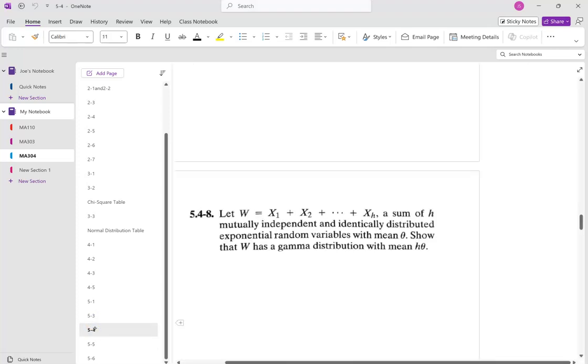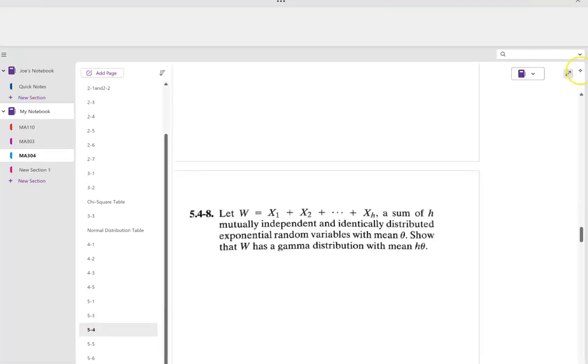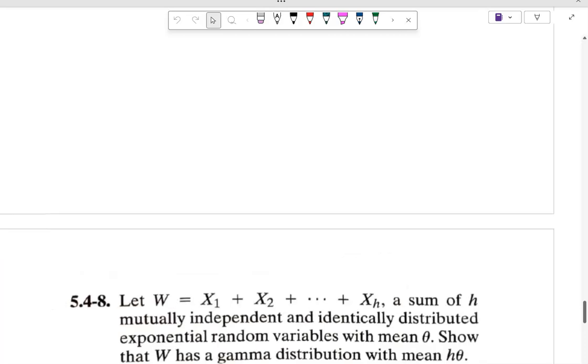How we get moment generating functions of sums of independent variables.